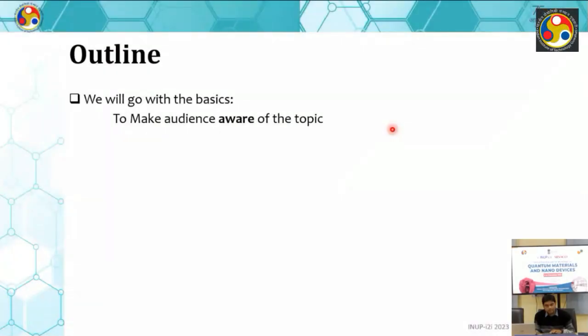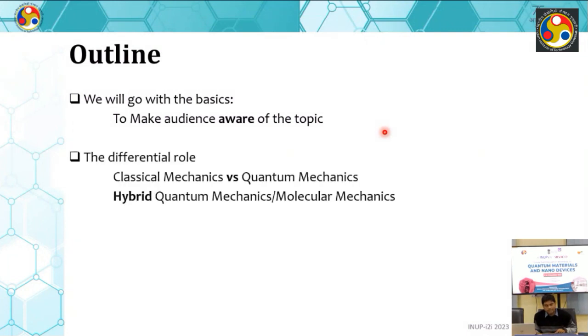The outline of the talk will be as such. First, I will make the topic aware to the general audience. And then I will talk briefly about classical mechanics and quantum mechanics, which are two ways of running simulations. And some more in-depth discussion will be on the hybrid approach, which includes both quantum mechanics and molecular mechanics.